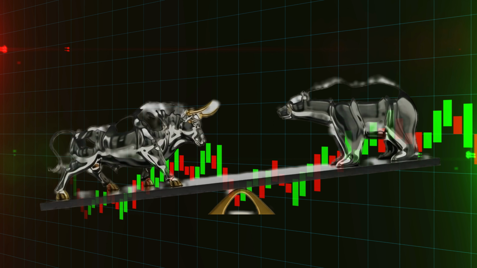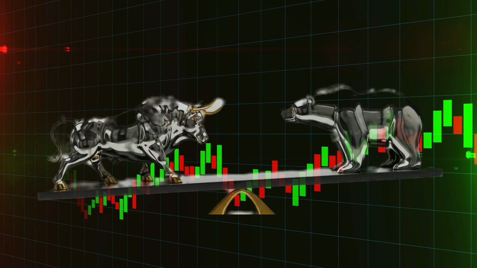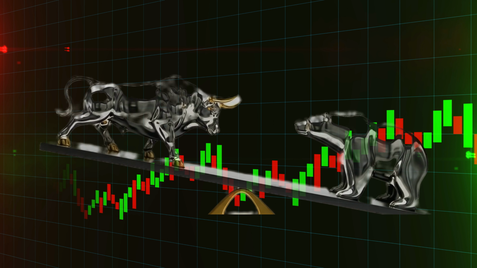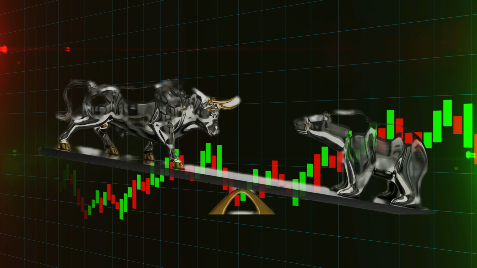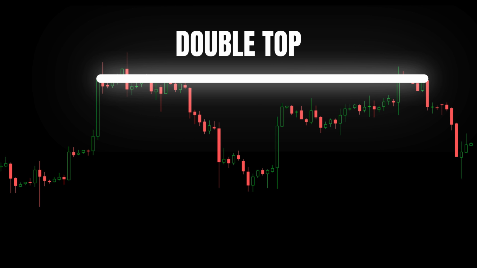A chart pattern is just a visual way of showing how buyers and sellers are fighting for control. Once you understand these battles, you can predict where the market is more likely to go. Let's first talk about a double top.